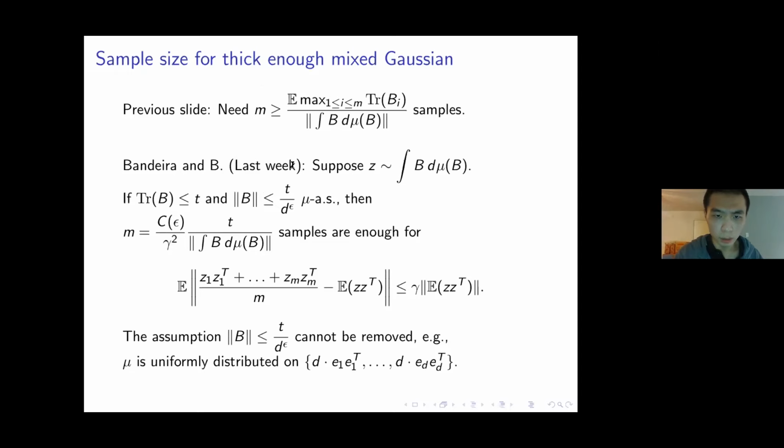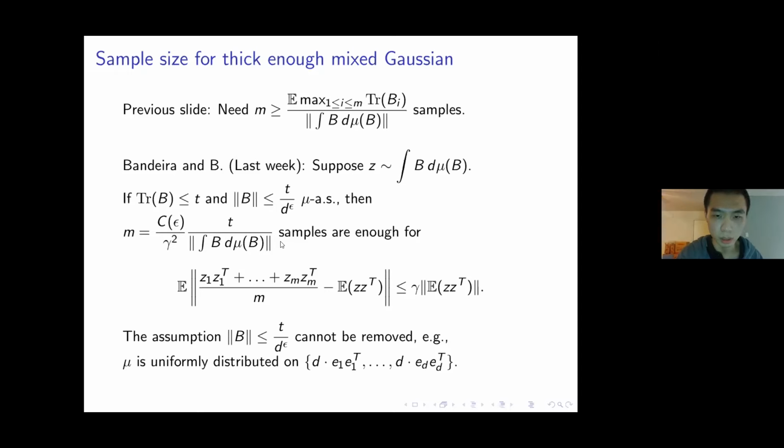So assume it's thick enough, so the effective rank is not too small. The spectral norm is much less than the trace. Then, roughly speaking, this one is enough, okay? The trace is at most T, so this is like T here, divided by the norm of this. And this is just a constant depending on the accuracy. So roughly speaking, this is already enough, if it is thick enough, the effective rank is not too small. So roughly speaking, this is both necessary and sufficient.